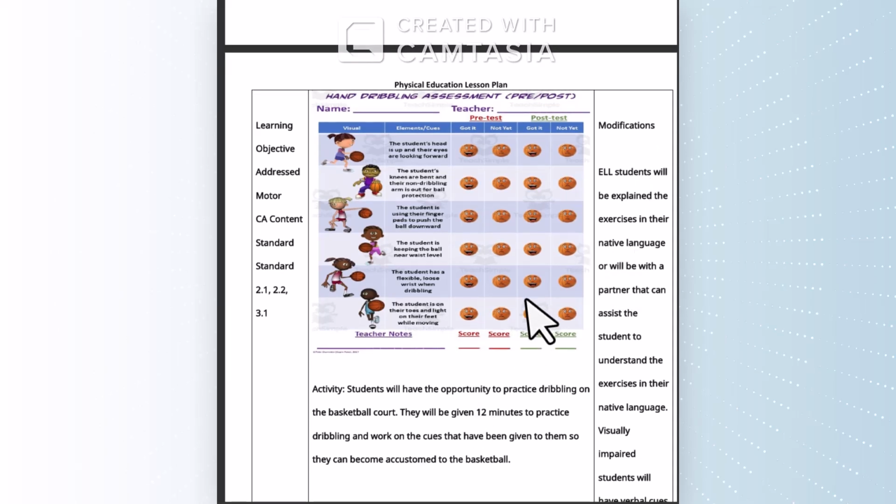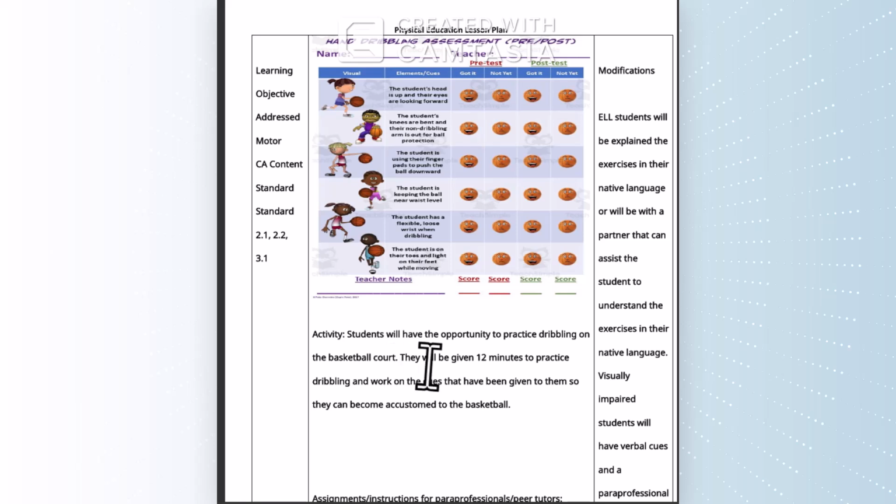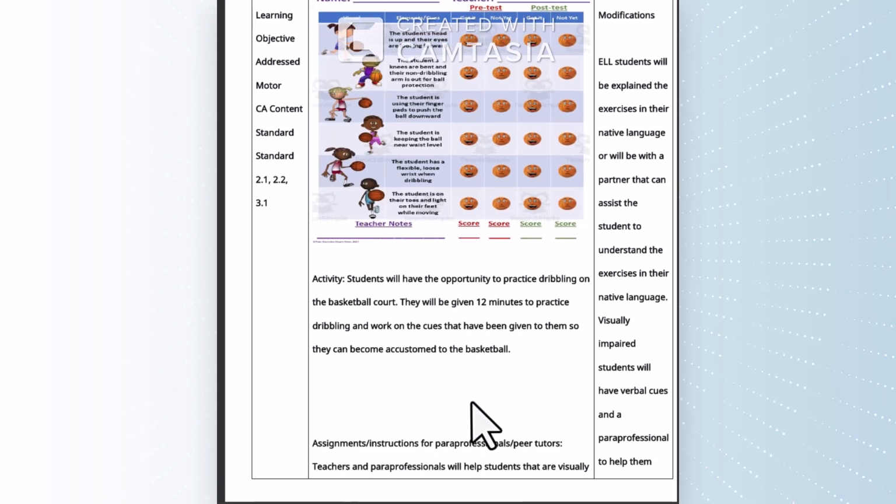Modifications are to the right. And the activity is that students will have the opportunity to practice dribbling on the basketball court. They'll be given 12 minutes to practice dribbling and work on their cues that have been given to them so they can become accustomed to the basketball.